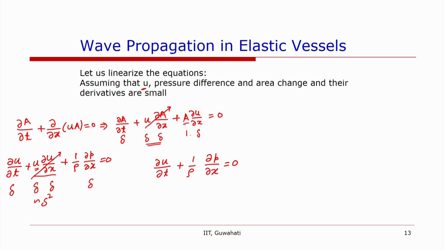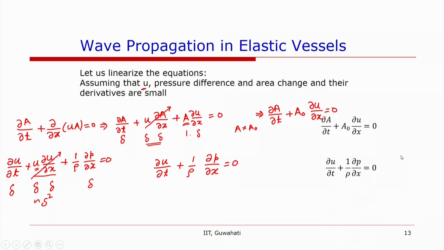Another thing here is that this term again brings non-linearity, because A is a function of x and U is a function of x. So what we can assume here is that the change in A is small, so we can assume A is almost equal to A naught, so that will give us del A over del T plus A naught del U by del X is equal to 0. So we have our linearized equation: del A by del T plus A naught del U by del X is equal to 0, and del U by del T plus 1 over rho del P over del X is equal to 0.